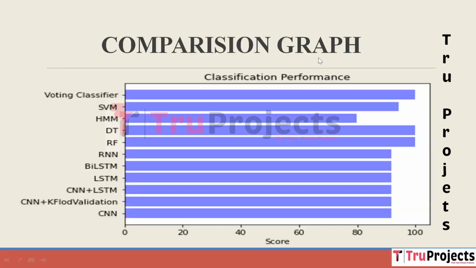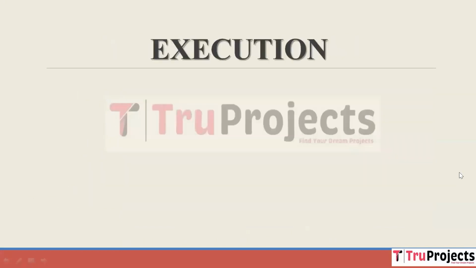Comparison graph. This is the accuracy comparison graph. So here on the x-axis we have the score, and on the y-axis we have the different types of algorithm. And from this graph we can say that voting classifier, decision tree and random forest perform well.